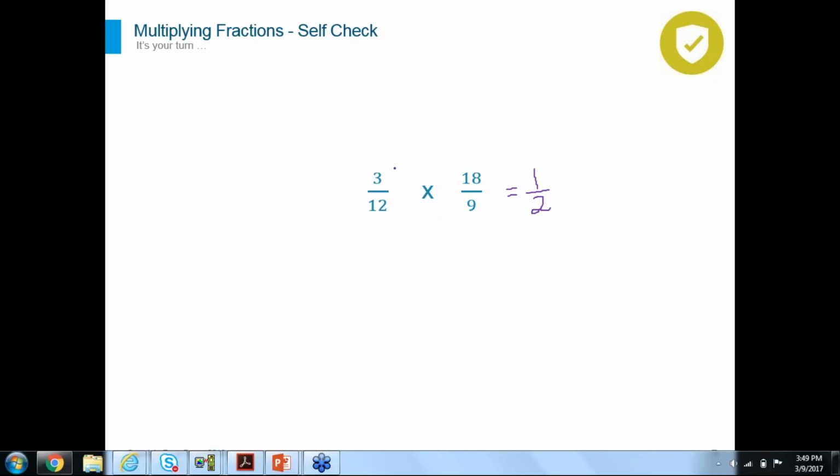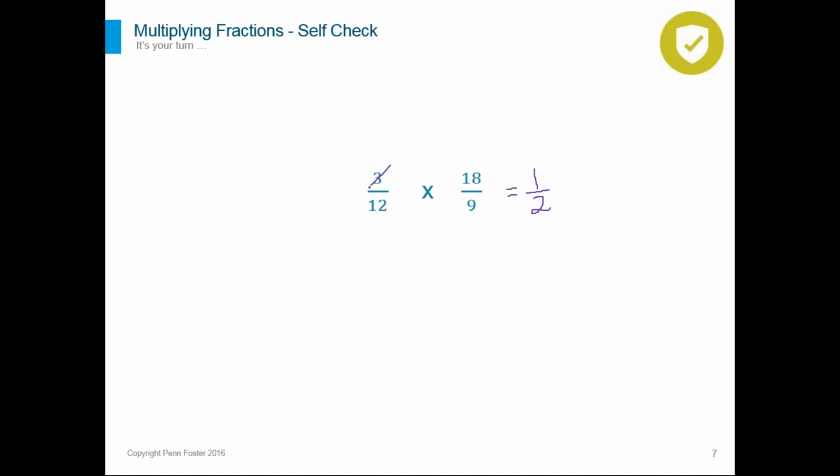3 and 9, the common factor is 3. Divide over 3, that would be 1. Divide over 3, that would be 3. Okay, 18 and 12. I'm going to go with the 2 because both of them are even numbers. Then I can use the 2. So over 2, that will give you 9, and over 2, that will give you 6.